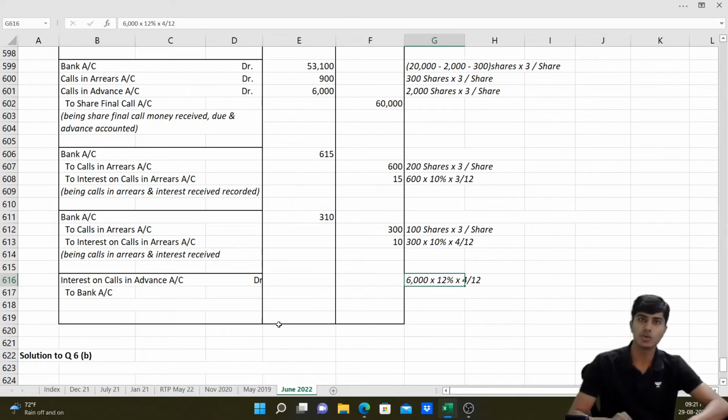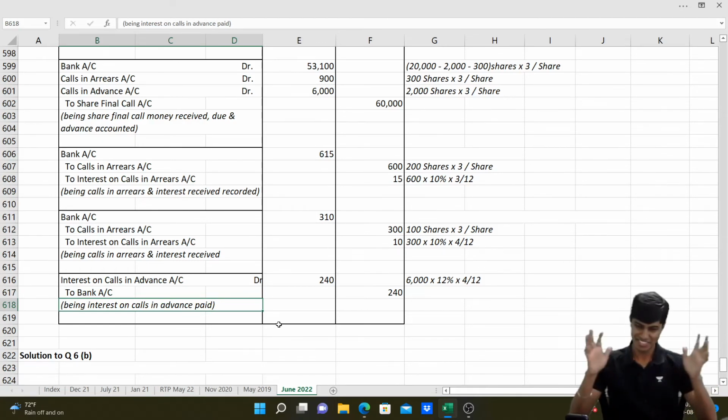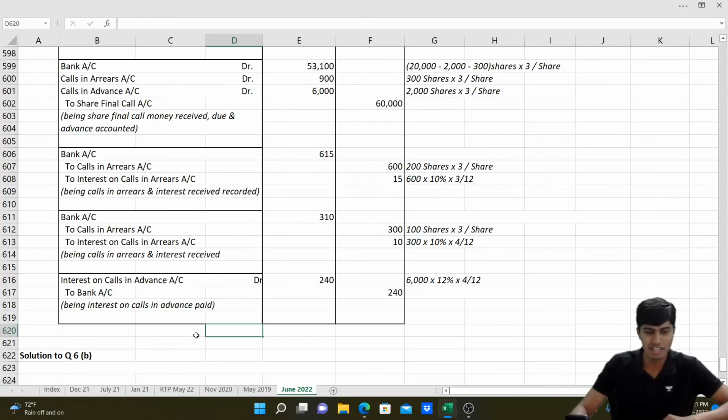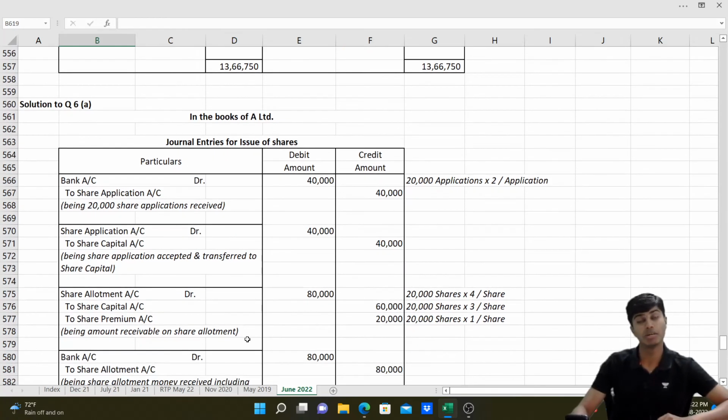That is the time gap between first call and final call. I'll do 6000 into 12% into 4 by 12, that is 240, 240. I'll write here, being interest on calls in advance paid. Got that, guys? So 240, 240, that my friends is the accounting entry. I hope you all understood this part, and this is the solution to question number 6a.